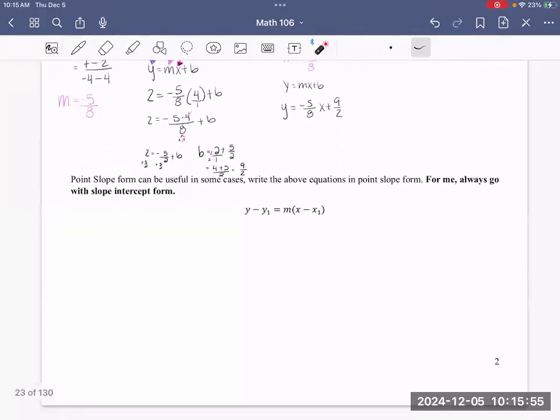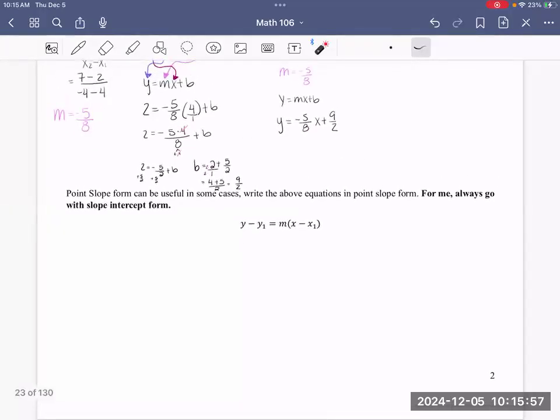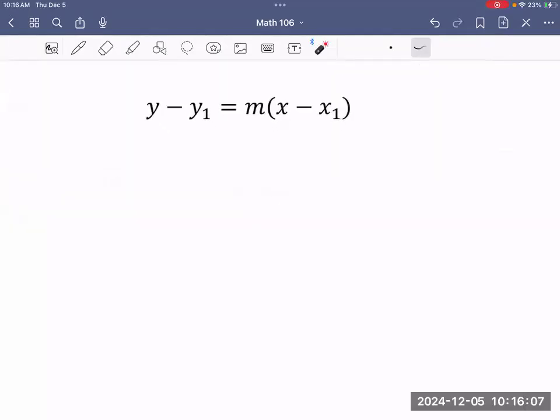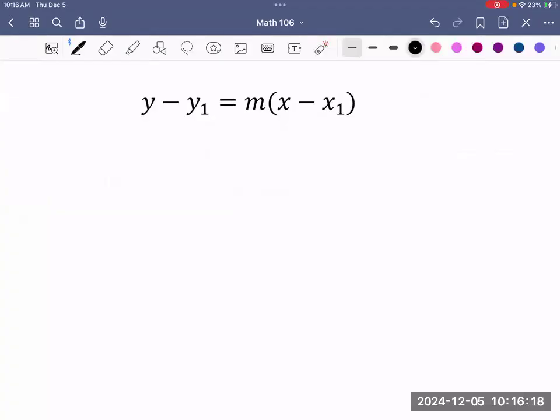Now, this is just one method. If we're trying to find the equation of a line, there's another useful one. This is called point slope form. So the one we are working with, y equals mx plus b, is slope intercept form. This one is called point slope form because it gives us a point and our slope. Can you identify those for me?